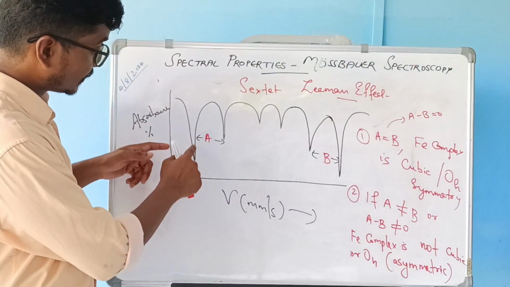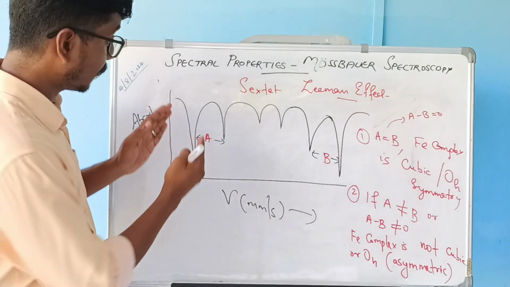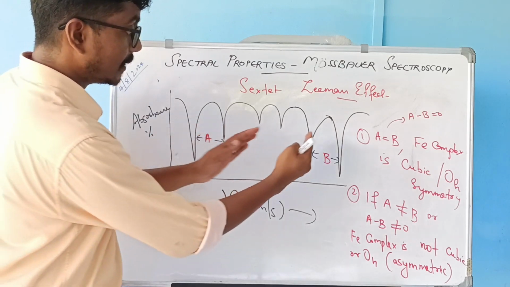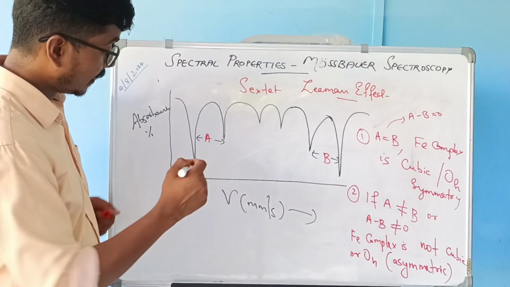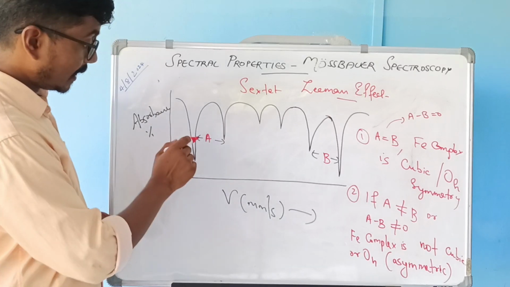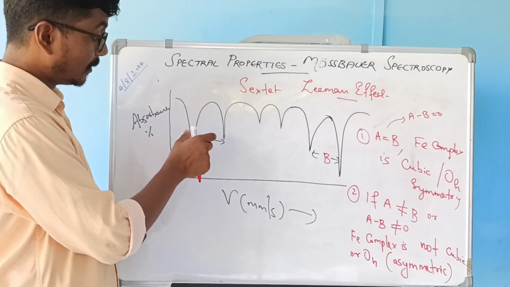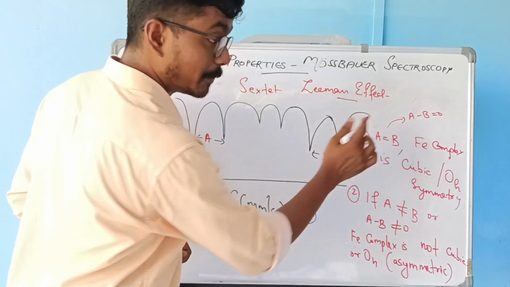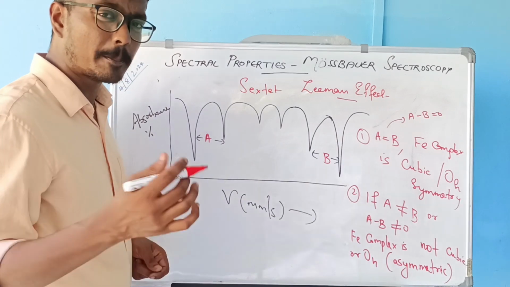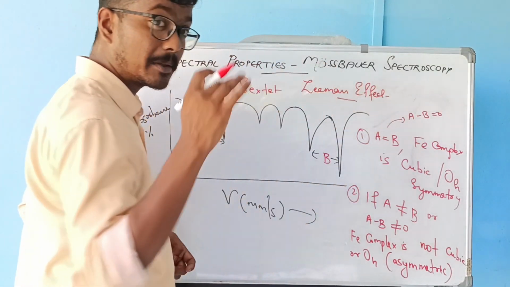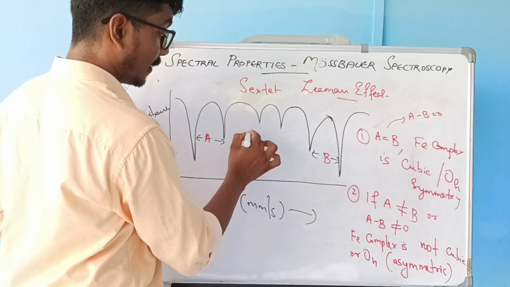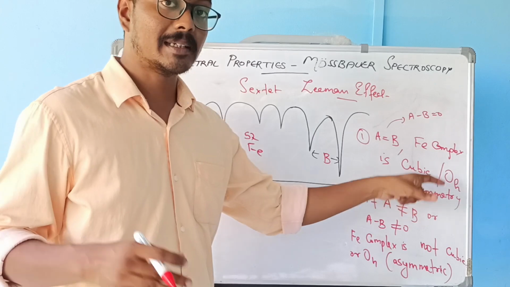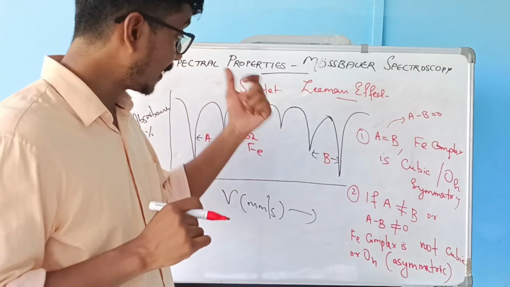How? Because the difference between the troughs of the first 2 spectral lines, the hyperfine spectral lines, and the last 2, if this is A and this is B, if A equal to B or A minus B is 0 or approximately 0, that particular ion complex, this is the case of iron-57, that particular ion complex is cubic or octahedral symmetry. We can confirm from the MÖSSBAUER spectra.